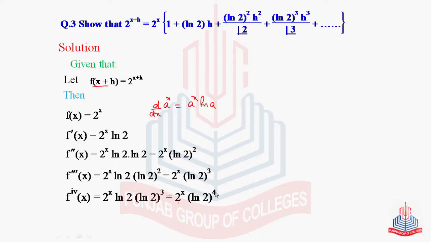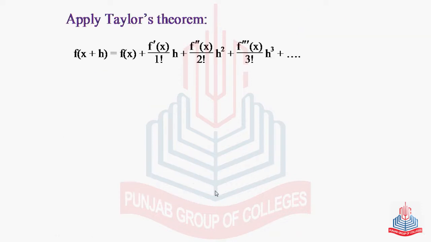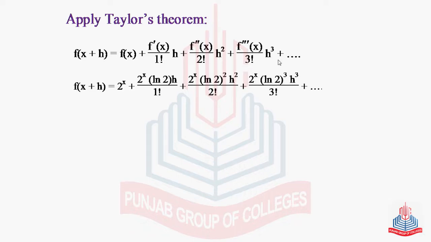Now applying Taylor's theorem, we have f of x plus h is equal to f of x plus f prime of x h over 1 factorial, plus double derivative h square over 2 factorial, plus so on. Just replacing the values of f of x, f prime of x, the double derivative and the third derivative. F of x we have 2 raised to the power x, and f prime of x we have 2 raised to the power x into log of 2. This h and this 1 factorial will remain same. And similarly 2 raised to the power x log of 2 square h square over 2 factorial, and the third derivative was 2 raised to the power x log of 2 cube h cube over 3 factorial, and so on.